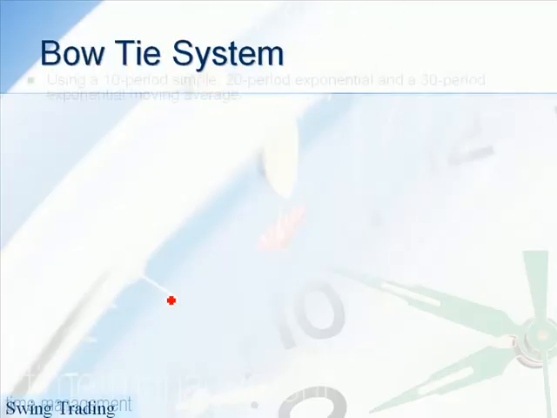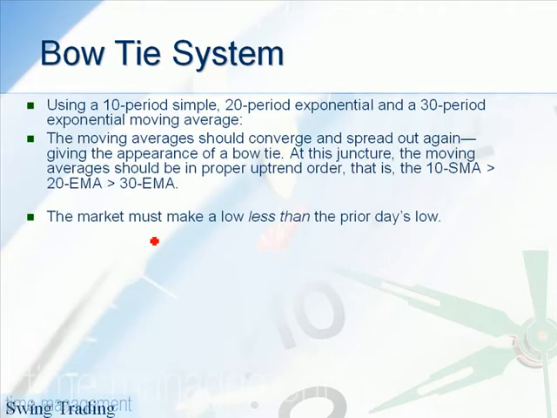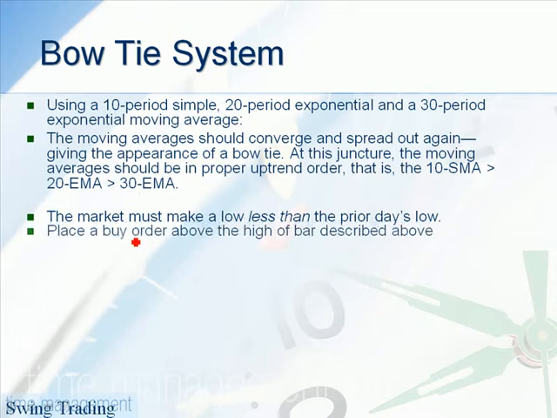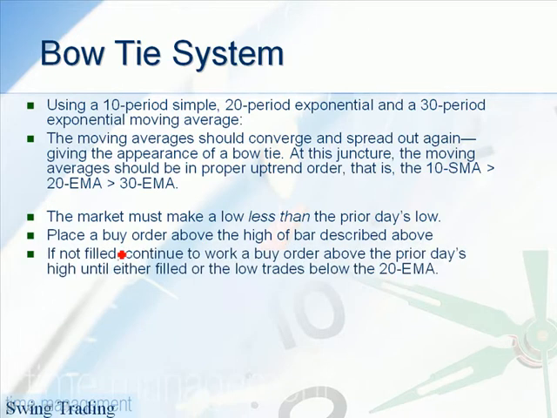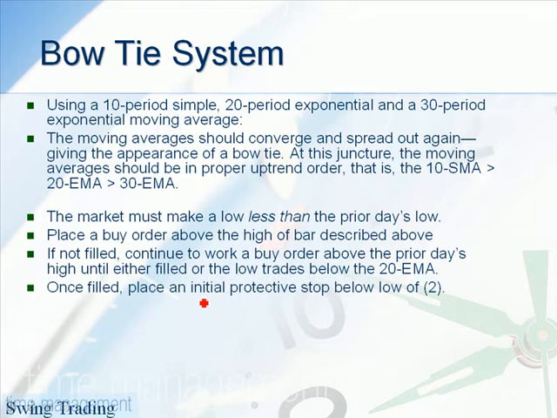Makes sense? The market must make a low less than the prior day's low once that fanning has occurred. You place a buy order above the high of the bar described there. If not filled, you continue to work a buy order above the prior day's high until either it's filled or the low trades below the 20-day exponential moving average.